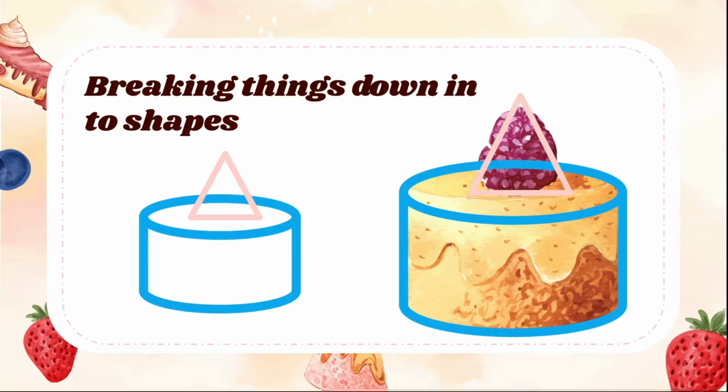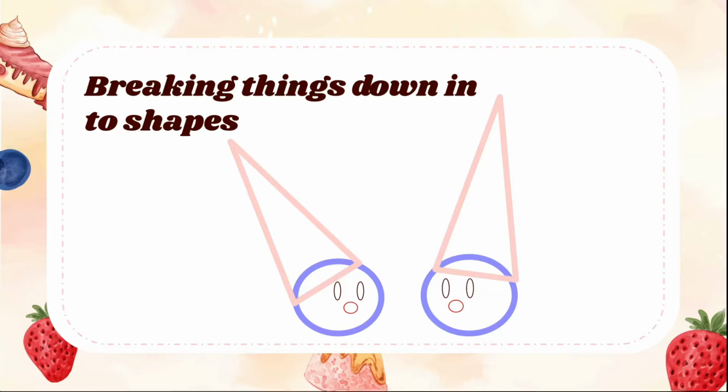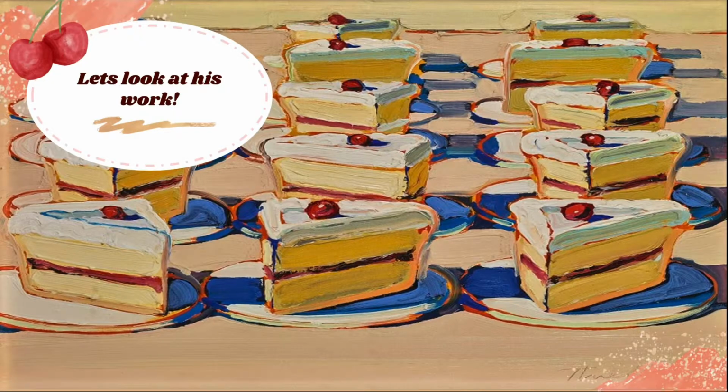This one's not Wayne Thiebaud's work, but it's still a pastry. We can see it sits on a cylinder, and then we can see your little raspberry on top, like it's a little triangle. This is another piece of his artwork. We can see that they're cones, circle little heads, circle little noses, and we'll see that in just a moment. But let's take a look at his artwork.